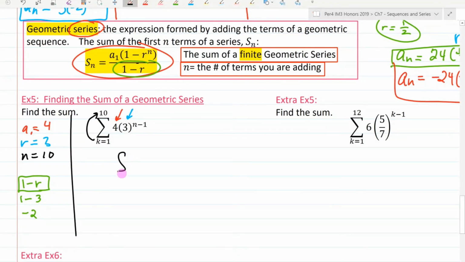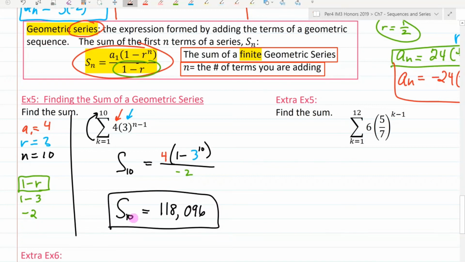Now, in the formula, S of 10 terms, the sum of the first 10 terms of this series, the first term is 4. Then we have 1 minus r to the n power divided by 1 minus r. Now, when you put this in your calculator, you can put it in however you'd like, but if you're not sure on your calculator, you would do 1 minus 3 to the 10th first, hit your equal sign, multiply it by 4, divide by negative 2. Your total should be 118,096. If you didn't get that, make sure your order of operations are accurate.